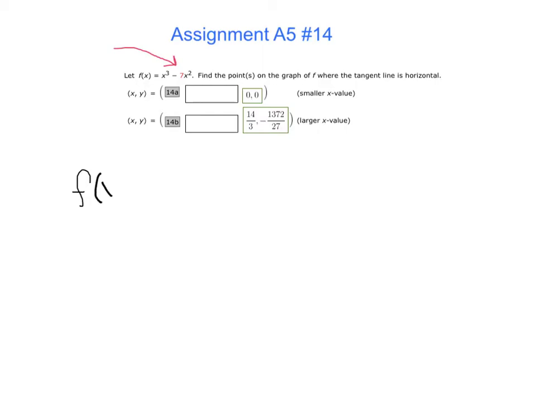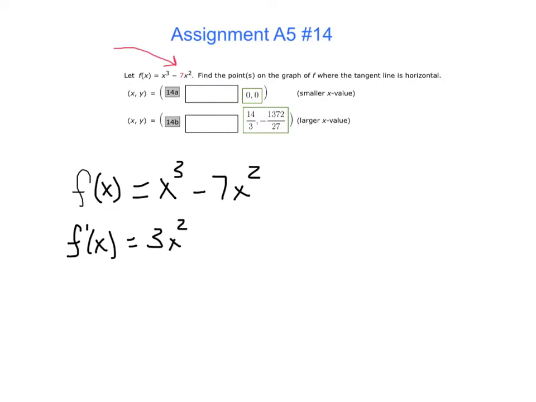f of x is x cubed minus 7x squared. The derivative using our power rules, f prime of x, is 3x squared. We bring the exponent down in front, subtract 1 from it, minus 14x. Bring the 2 down, multiply by the 7, and then subtract 1 from the 2 to make that x to the first power. So here we have our derivative.